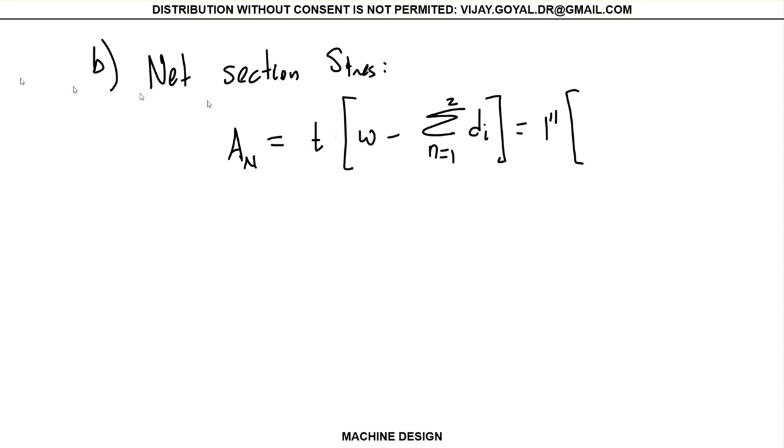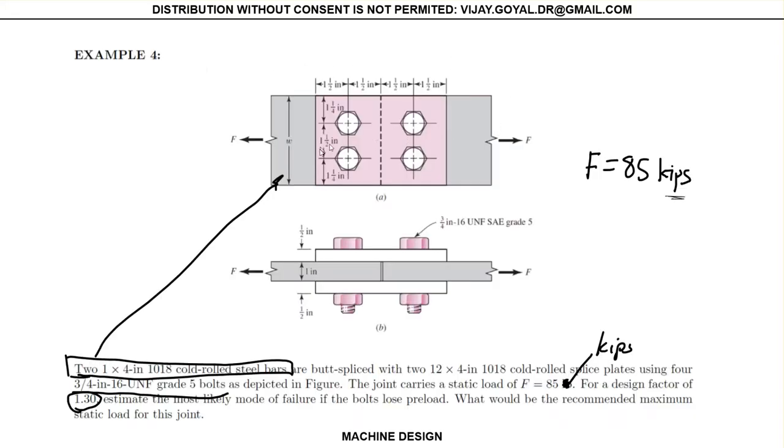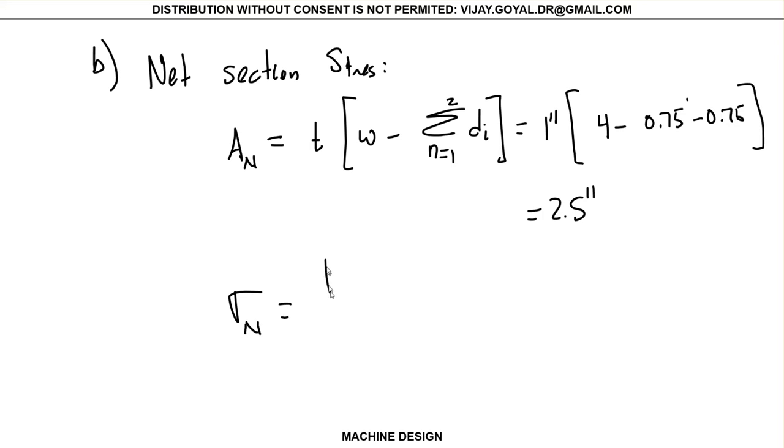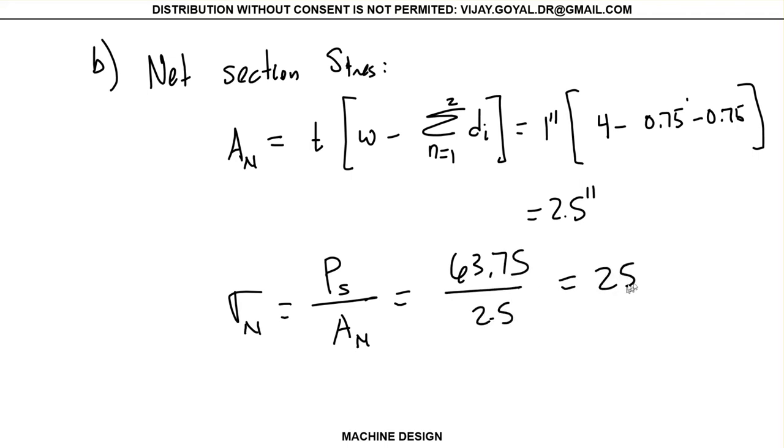So W is 4. This gives you 4 minus 2 times the diameter. So this is 4 minus 0.75 minus 0.75, 2 diameters, and this gives you 2.5 inches. Then your net section check will be PS divided by AN. This gives you 63.75 divided by 2.5, which gives you 25.50 KSI.